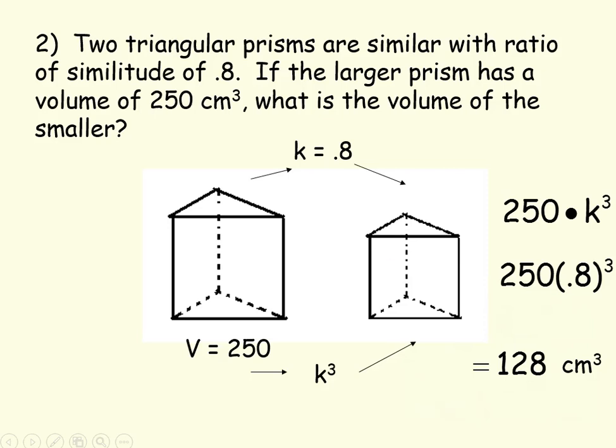So it's important to note, what exactly are you given? Are you given lengths? Are you given areas? Or are you given volumes, and then determining what K is, or K to the third power, based on that information, and you can find the missing values.